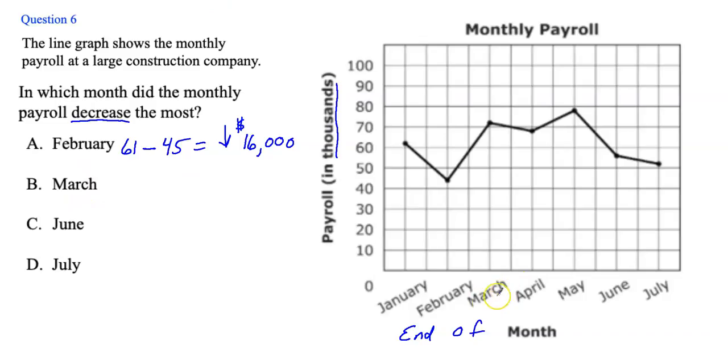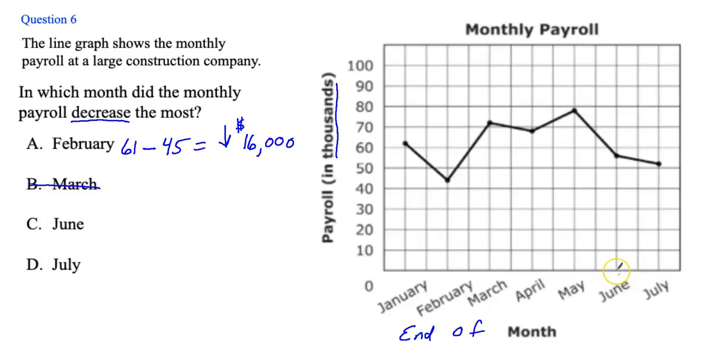Here's March right here. So I go up to this point. This is really the end of March. So the beginning of March would be about right here. So from the beginning of March to the end of March, well, the payroll went up here. It's increasing because you read a graph from left to right. So in March, the payroll increased, it went up, and we're just looking for payrolls that decrease. So March is gone, get rid of it. Now if you need to at this point, you have a better chance of guessing. Let's now go to June.